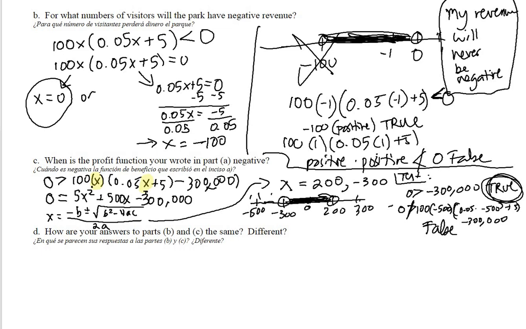So that means if x is less than 200, then I'm going to lose money. If I get fewer than 200 visitors to the park, I'm going to lose money.